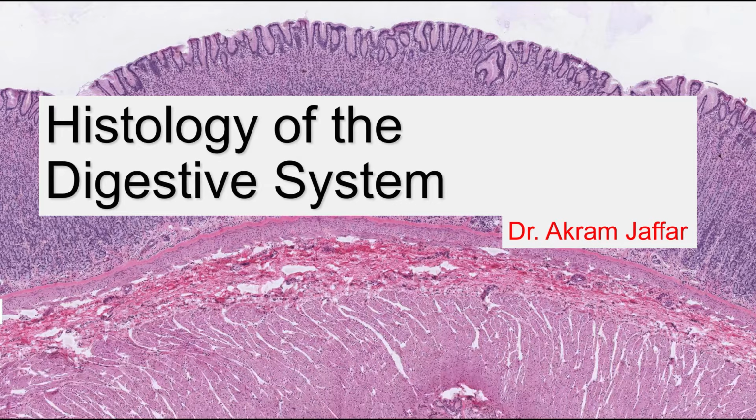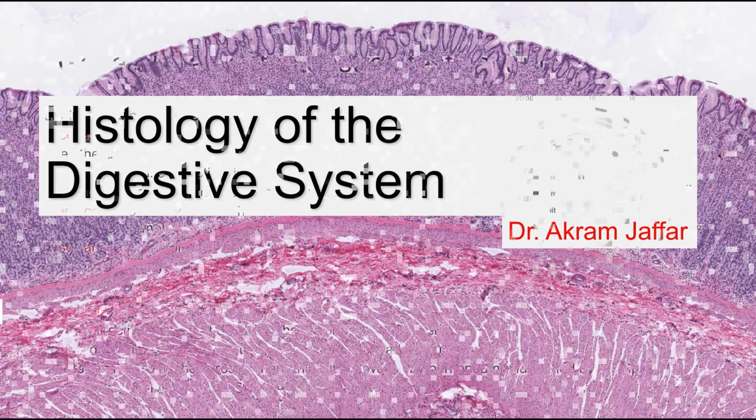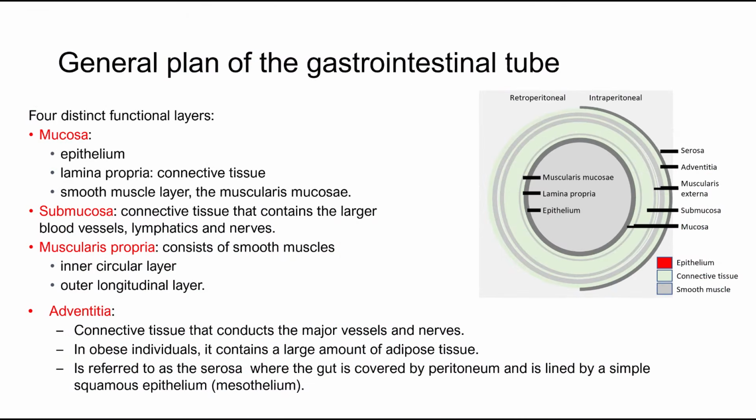In this session, I'm going to deal with the histology of the digestive system. The gastrointestinal tract is essentially a tube, and this tube has four distinct functional layers. These are the mucosa, submucosa, muscularis propria, and adventitia. Some of them, like the mucosa, have sublayers.